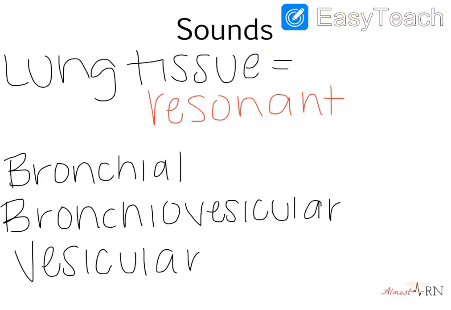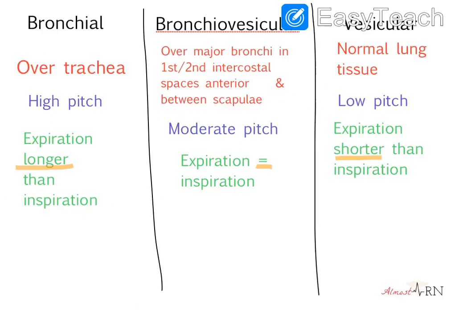And so these are some lung sound terms that I wanted to talk about. Overall, lung tissue, the sound is resonant, so make sure you really try to memorize that. And then we have three other sounds that I'm going to briefly talk about. We have bronchial, bronchovesicular, and vesicular. So I have this nice little chart here that labels them all out for you.